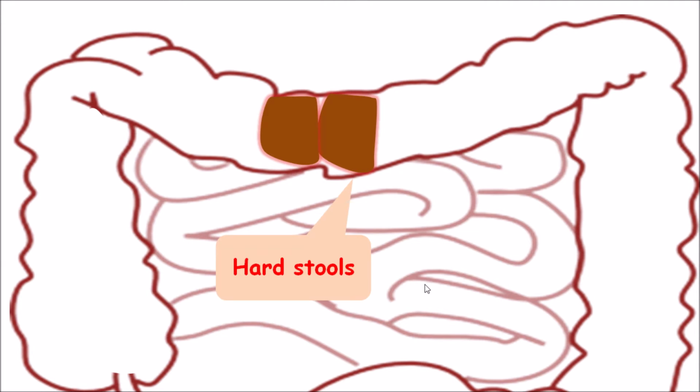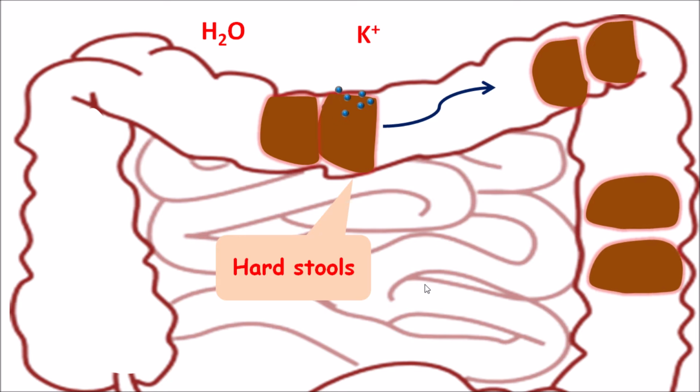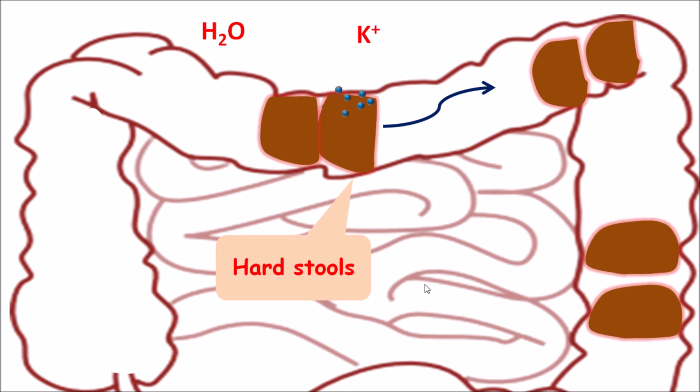Now, one of the hydrophilic moieties is the water, which can enter into these hard stools, resulting in the softening. And a few of the ions like potassium can also enter, resulting in further softening of the stools. Now these stools, because of softening, can be easily movable, which results in the easy movement of fecal matter, leading to less effort during defecation. In this way, Docusate sodium can reduce the symptoms of constipation.